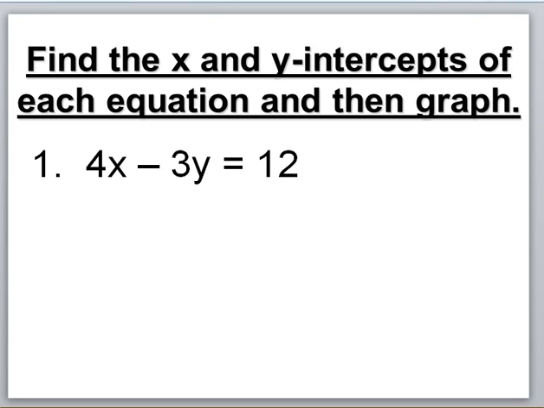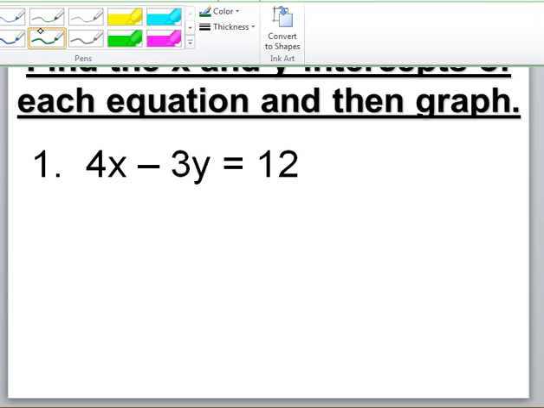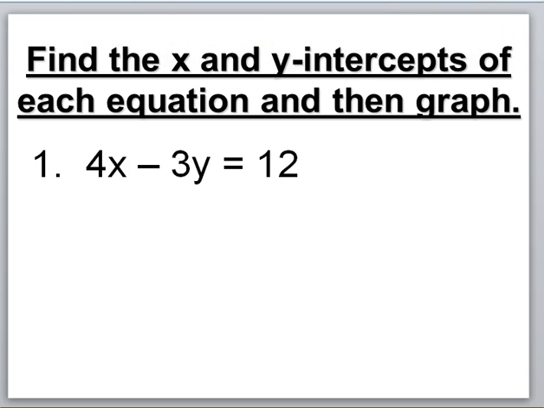In this video, I'll be doing lots of examples of finding the x and y intercepts. We're not going to use a graph to find them. We're going to solve each equation. The first thing I like to do is make columns for myself. I'm going to find the x-intercept here, and the y-intercept over here.